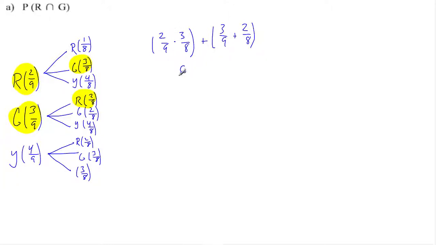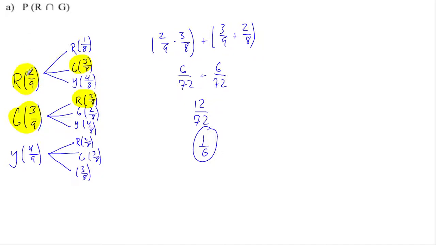Here, I get 6/72. If I add that to this, which is also 6/72, I end up getting 12/72, which I reduce to 1/6. So the probability that I get a green ball and a red ball is 1 out of 6. And again, because the order does not matter, I have to find both red-green and green-red and add them together. We'll see later a problem where the order does matter.